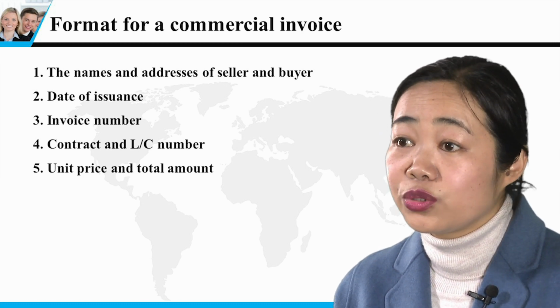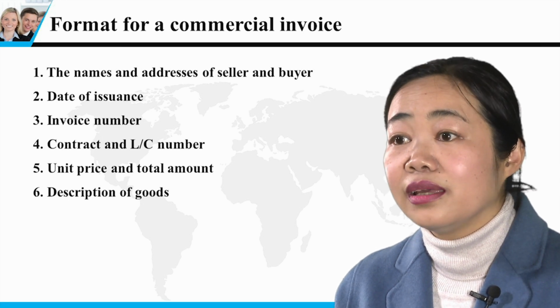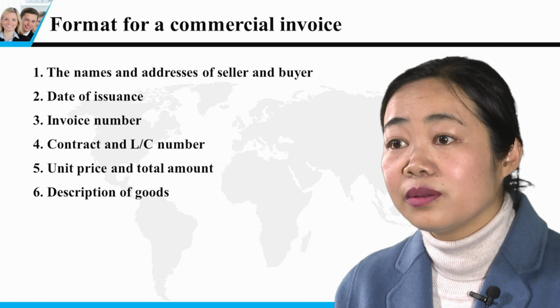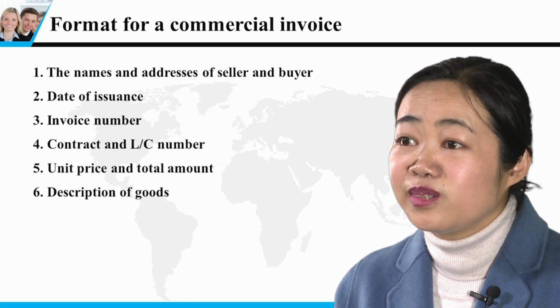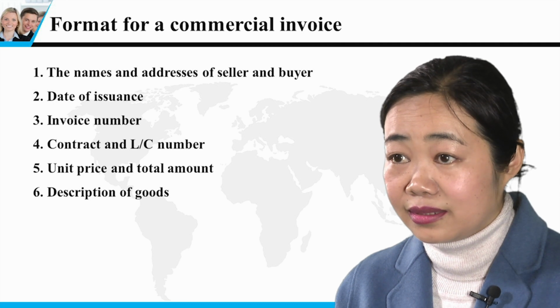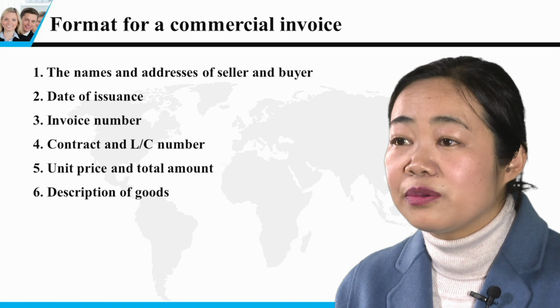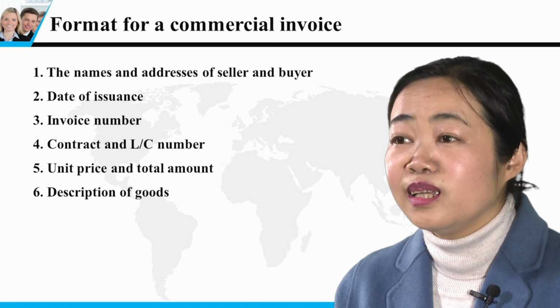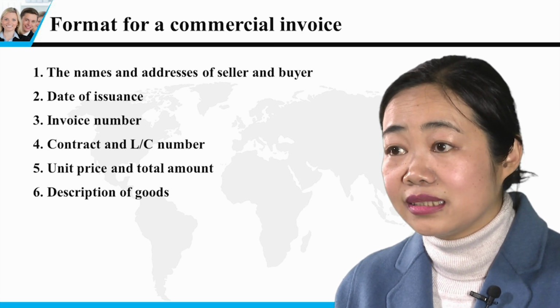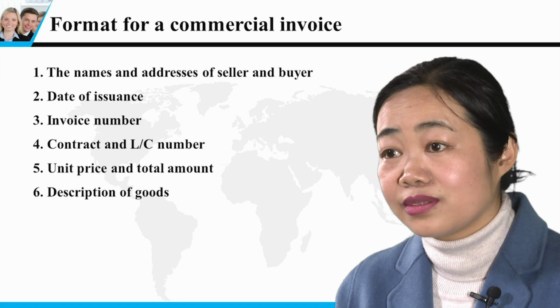Number 6. Description of goods. The description of the goods in a commercial invoice must correspond precisely with that appearing in the credit. For example, if the goods are prescribed as Sony electric fan in the credit, such description shall be shown exactly the same in the invoice.